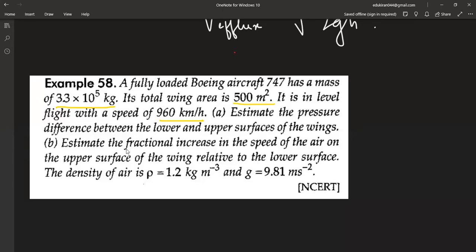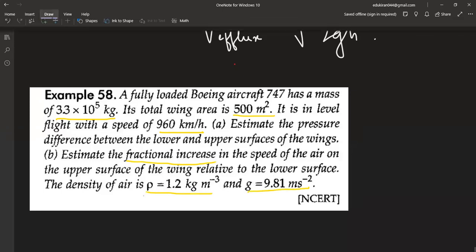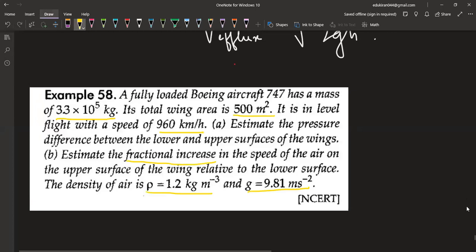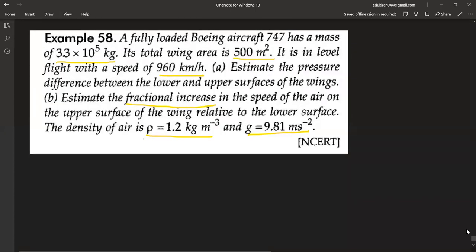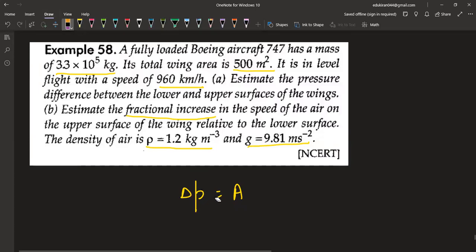Then estimate the fractional increase in the speed of the air on the upper surface of the wing relative to the lower surface. The density of air is 1.2 kg per meter cube. Acceleration due to gravity is 9.8 meter per second square. So see, change in the pressure and area multiplied will give you the force.